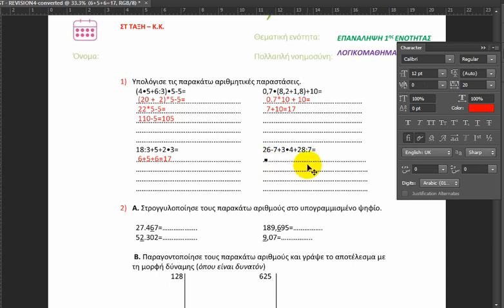Next up, we have 26 minus 7 plus 3 times 4 plus 28 divided by 7. Now the 3 times 4 and the 28 divided by 7 can be done at the same time. So we get 26 minus 7, and actually that can be done too, but let's not get into that. Plus 12 plus 4. 3 times 4 gives me 12, and 28 divided by 7 gives me 4. Now we're going to do the subtraction first, so we're going to get 19 plus 12 plus 4.